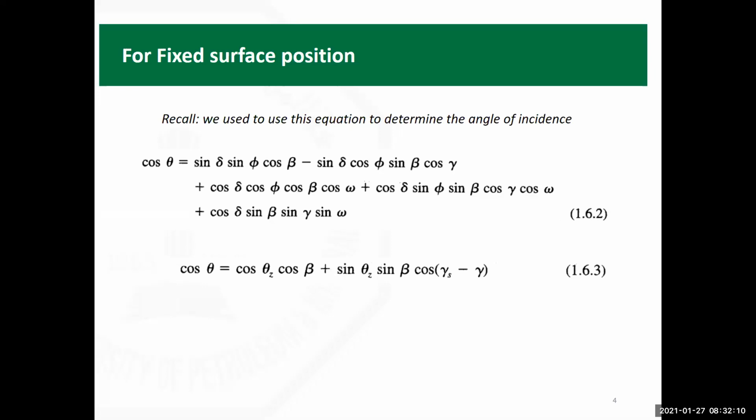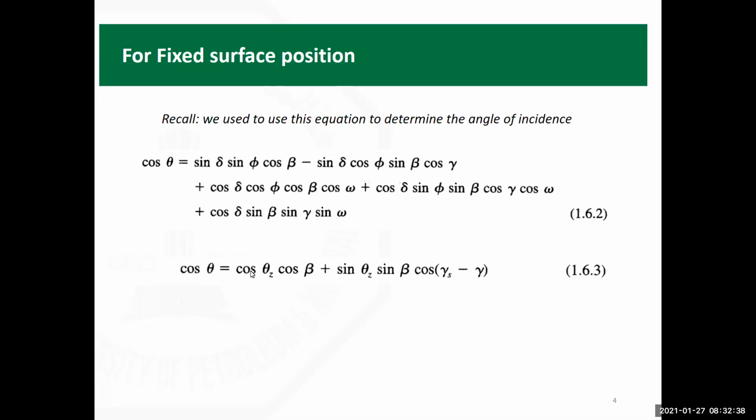So what I'm showing you here is something that we have done earlier, which is related to the calculations of the angle of incidence on a surface. And this surface basically is a fixed surface, which is not moving. And we use this equation, as you see it here, equation 162, the long equation, where the same equation is rewritten as 163 in terms of the zenith angle cosine theta z. So these two equations are exactly the same.